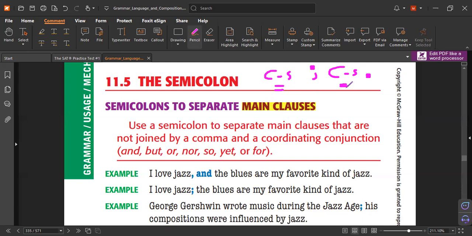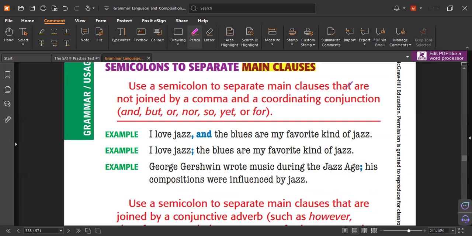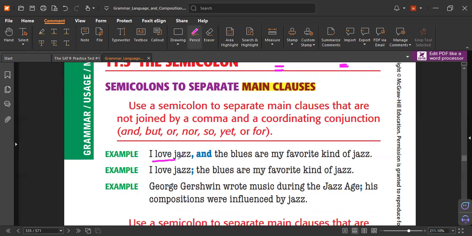Okay. Now, let's check. Is that a sentence? Yes. Is that a sentence? Yes. Yes or no? Yeah. Correct. Why is this one correct? Because we have comma FANBOYS. And we had the rule before: complete sentence, comma, one of the FANBOYS, complete sentence, full stop. Correct.